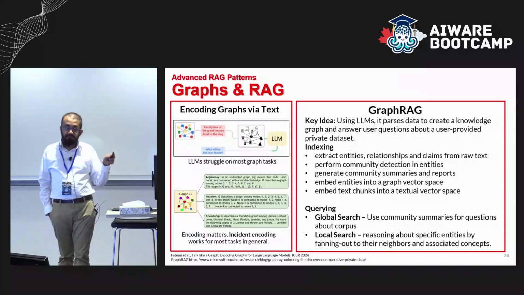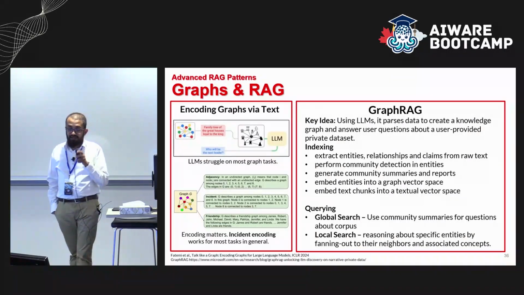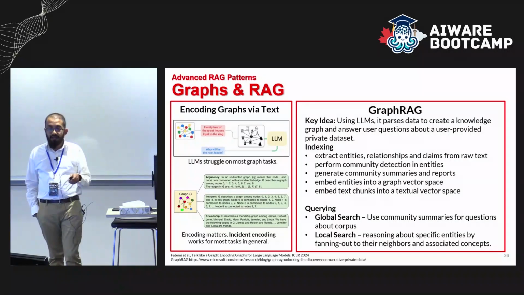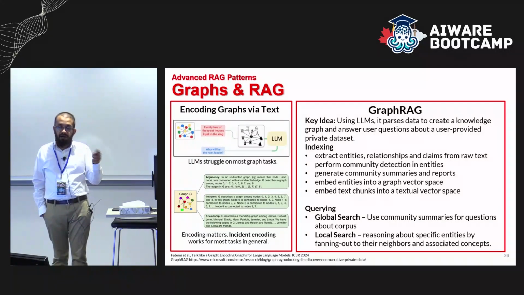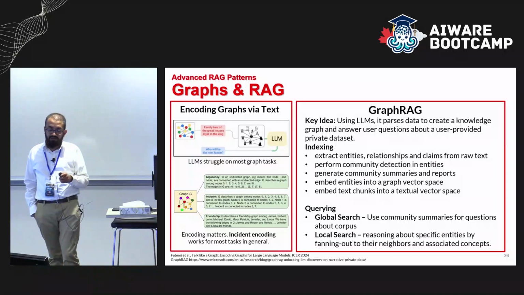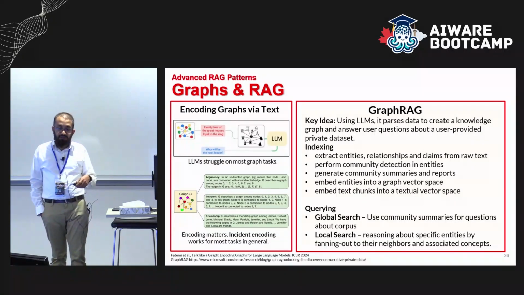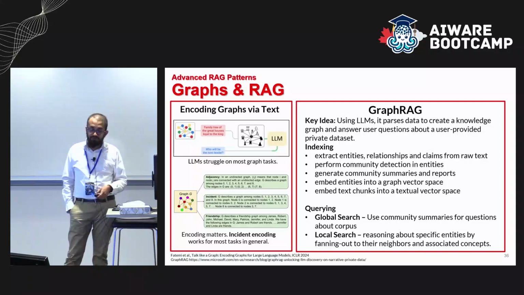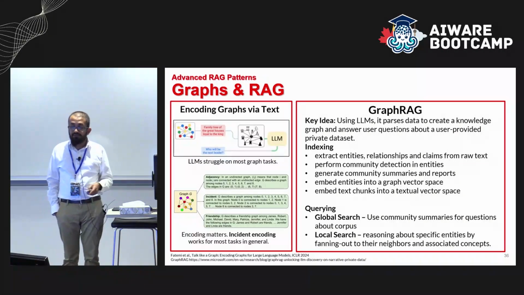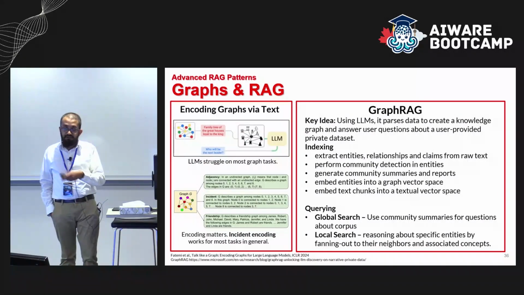So the graph can be encoded using the adjacency format, incident format, and the friendship network, and they tried out different graph related queries on that. They found out that most of the time language models struggle with graph information that is encoded as text, but in general the incident encoding approach gave some good results.